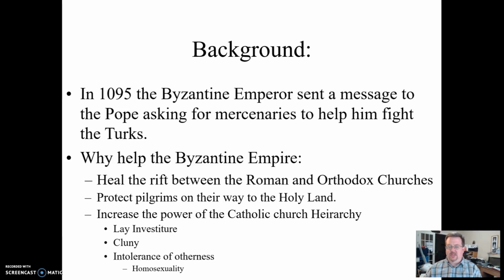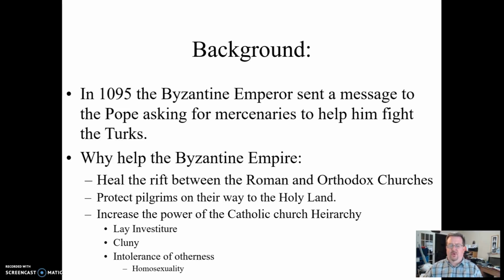The Pope in the West wanted to help the Byzantine Emperor, partly in order to heal the rift between the Orthodox Church and the Roman Catholic Church. They'd been one at one time. There was a feeling maybe they could get back together. Also, Western Europeans were angry.